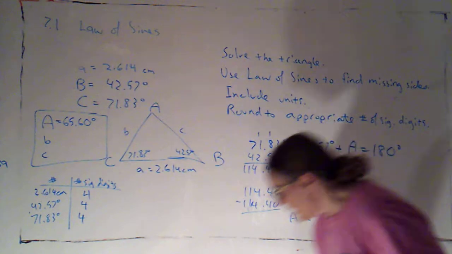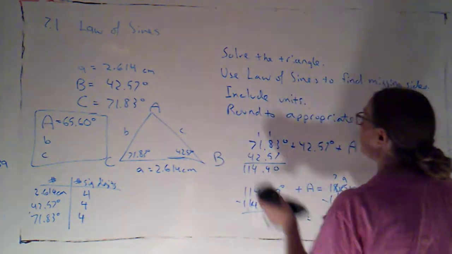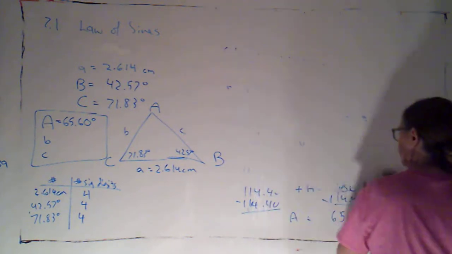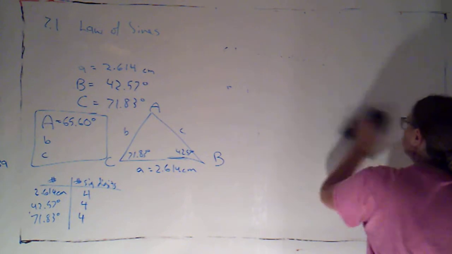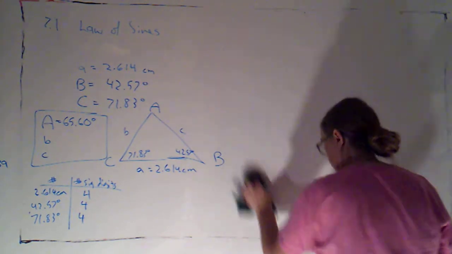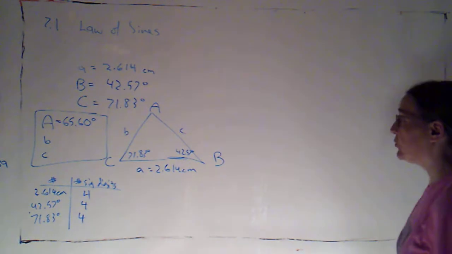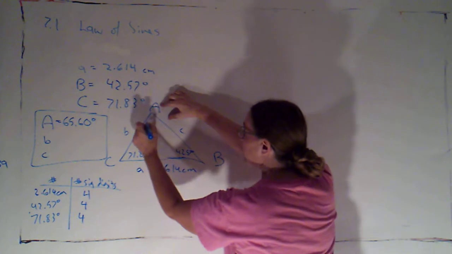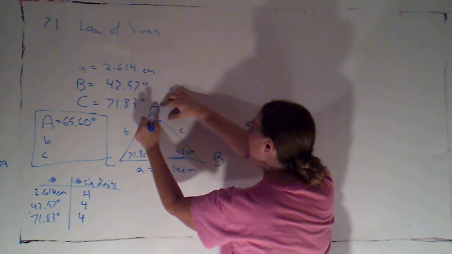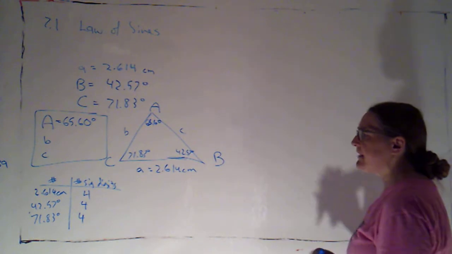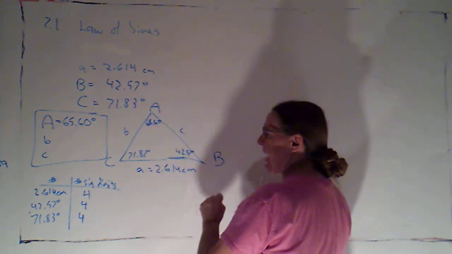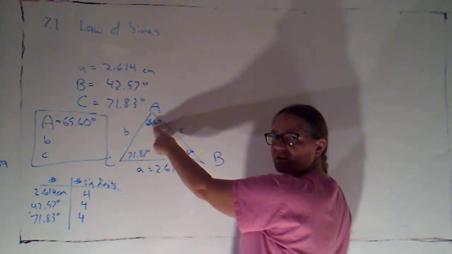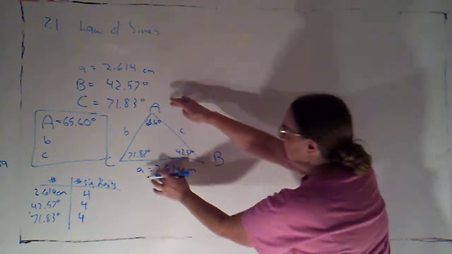Okay, so now we're ready to go ahead and find some side lengths. Let's just work through it in alphabetical order. I've got one angle and the side opposite it. Now I know A is 65.60. While I did calculate that from the others, I didn't have to do any rounding. Once I know these two, that one's pretty well determined, so that's just as good as a given piece of information.